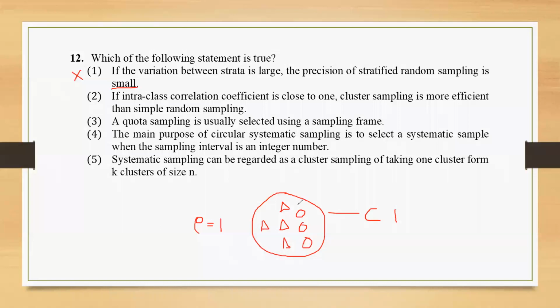So in that kind of situation, cluster sampling is not a good selection. Actually, it is not efficient. So therefore, if the intra-class correlation coefficient is close to 1, simple random sampling is fine. Why? Because within the cluster, all the elements are pretty much similar. They are similar. So it means within the cluster we can observe homogeneous elements.